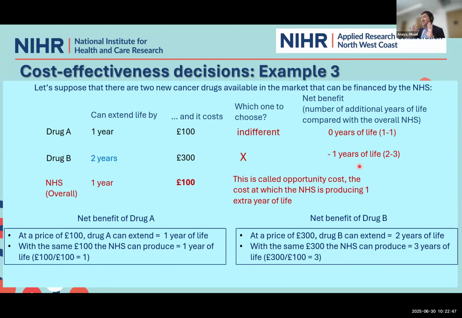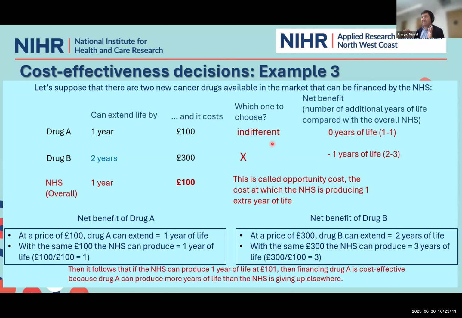I hope it is clear, because this is supposed to be straightforward. And we can see now that when the threshold, the opportunity cost, reaches the value of 100, drug A is indifferent. Financing drug A now is indifferent. So this exercise means that if the NHS can produce 1 year of life at a value of £101, then financing drug A is cost effective. Because drug A will produce 1 year of life at 100, but the NHS is producing at 101. So the NHS is producing 1 year of life at a higher cost.